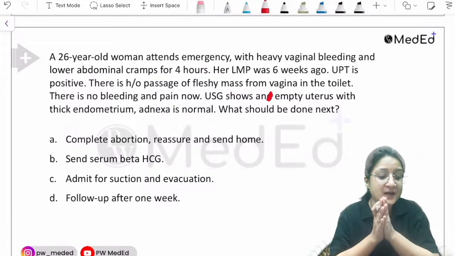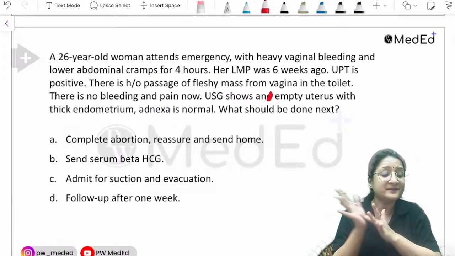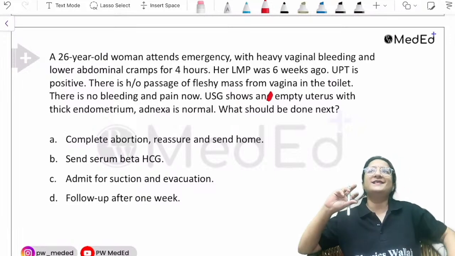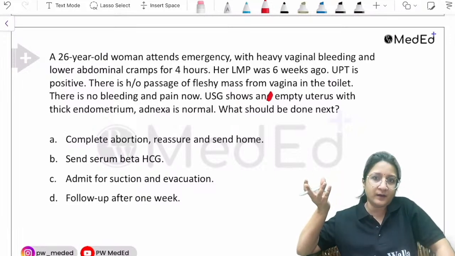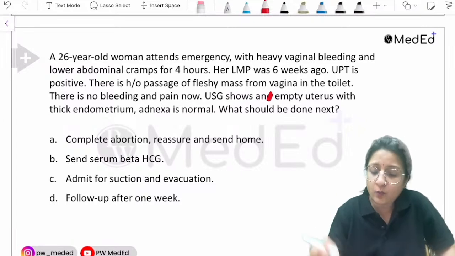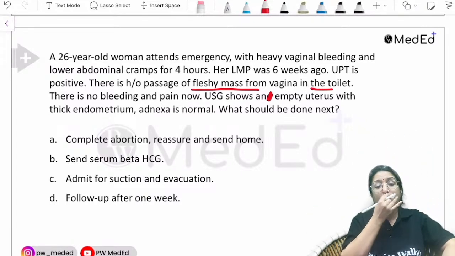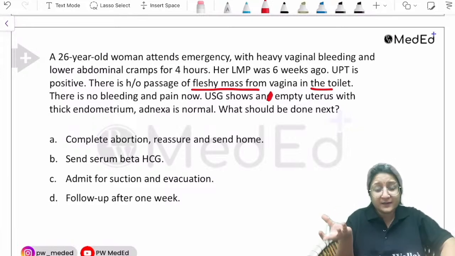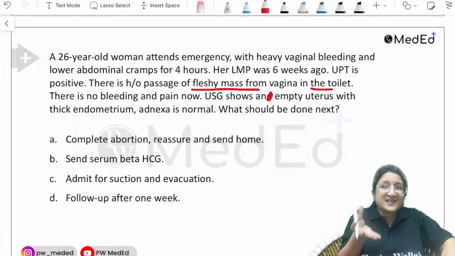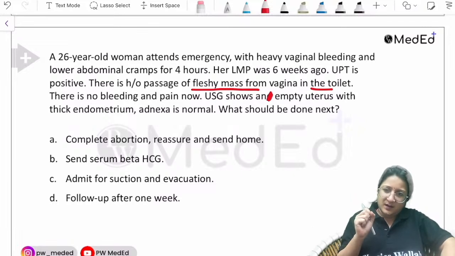Yes. So the history is likely suggestive of a complete abortion. But what was this fleshy mass that was passed in the toilet? What do I know? What was passed? Was it a clot that was passed? Was it a decidual cast that was passed?